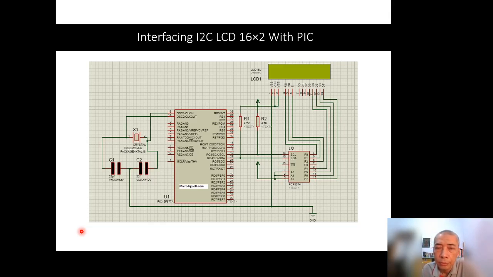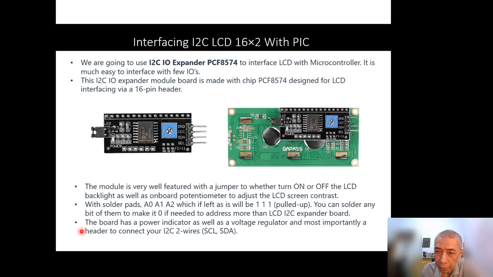Okay, the next one is how to interface the I2C LCD using the I2C features. You have to know that the LCD is parallel, but right here we can connect this I2C IO expander PCF8574 to interface the LCD with microcontrollers. It's much easier to interface with few IOs. So this I2C IO expander module is made with the PCF8574 chip, designed for LCD interfacing using the 16-pin header. So this is the IO expander, and this is the IO expander and the LCD itself.